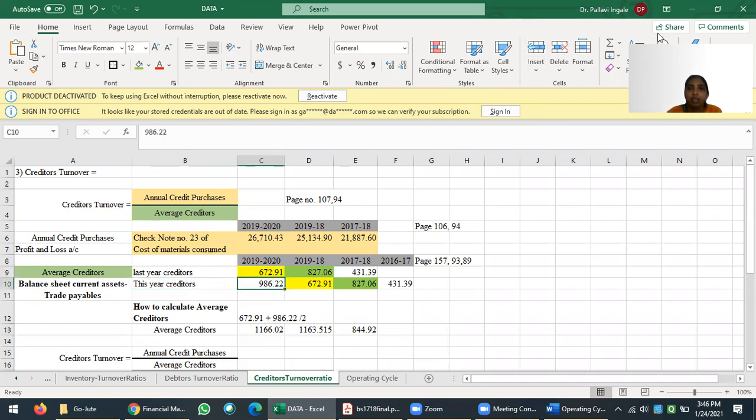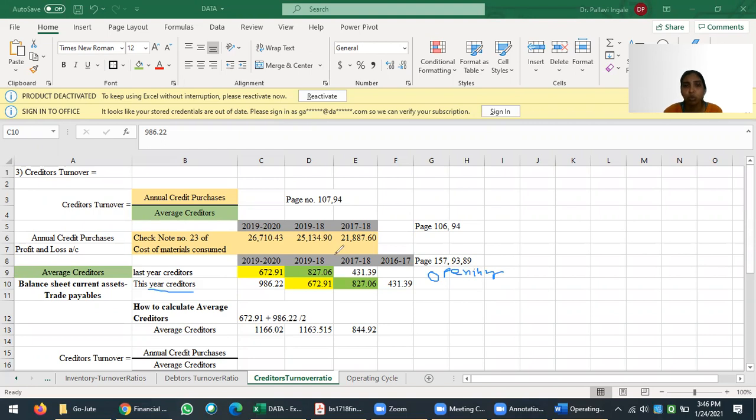Remember, I am repeating this again. This is opening. The starting column is opening. And the last, this year's: this year means the year that is going to close. Now this 19-20 closed on 31st of March 21. That day, how much is the creditor? It is closing. Remember, this concept is important for both debtors and creditors. Okay, then closing and opening found.